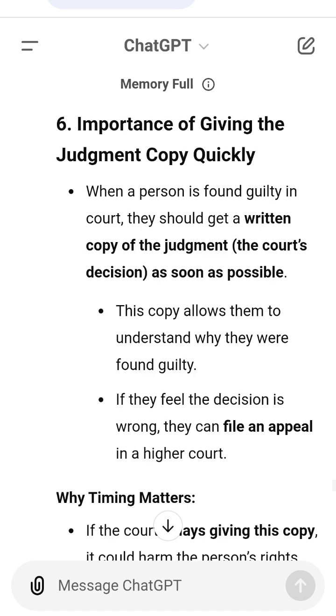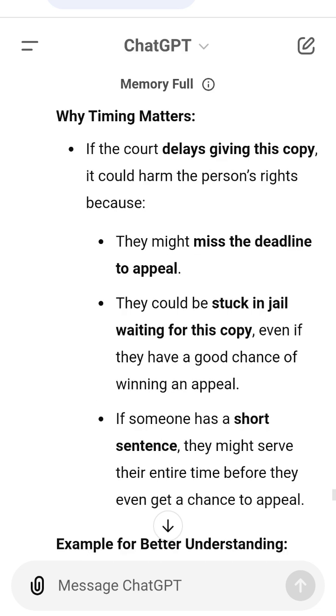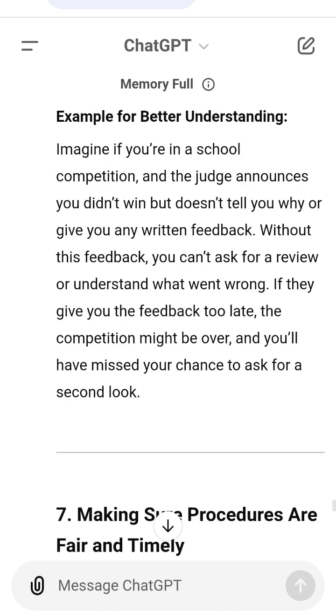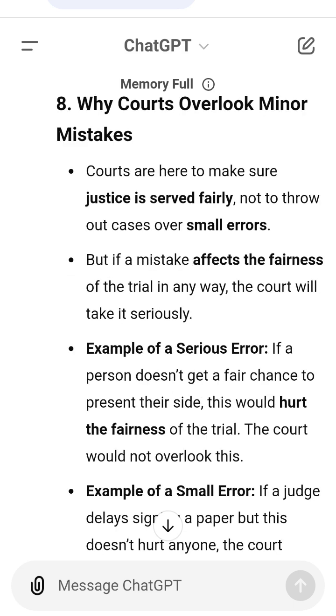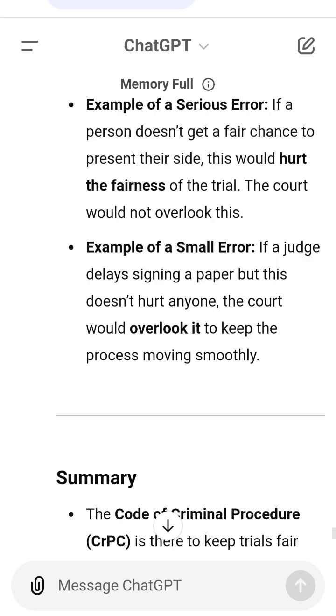Summary. The Code of Criminal Procedure, CRPC, is there to keep trials fair and orderly. It has vital rules that must always be followed and non-vital rules that can sometimes be overlooked if they don't cause harm. Section 537 protects against small mistakes as long as they don't cause failure of justice, meaning they don't make things unfair. When courts make minor mistakes but correct them quickly, the trial can still be fair.